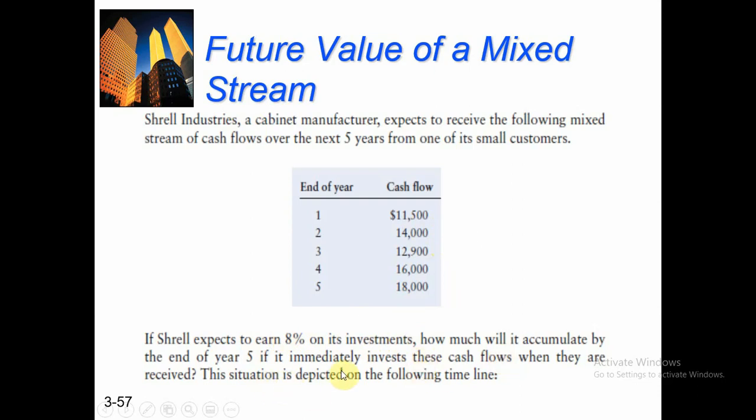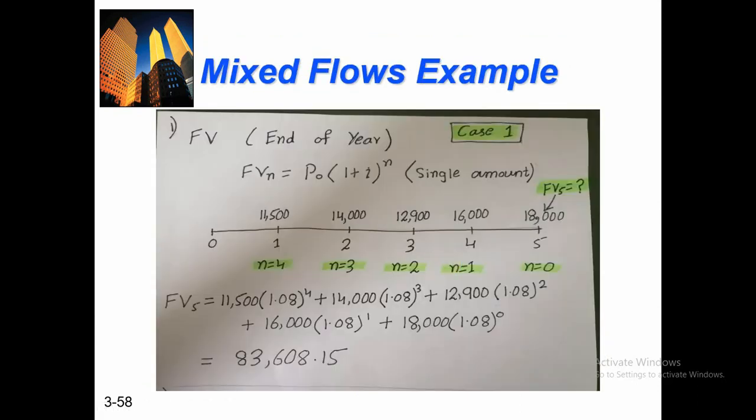The situation is depicted on the following timeline. The company is stating that if it immediately invests these cash inflows into the annuity investment plan, how much will the company generate after 5 years? Here I solved this example myself to give you more clarification on this concept. So how can we find the future value?